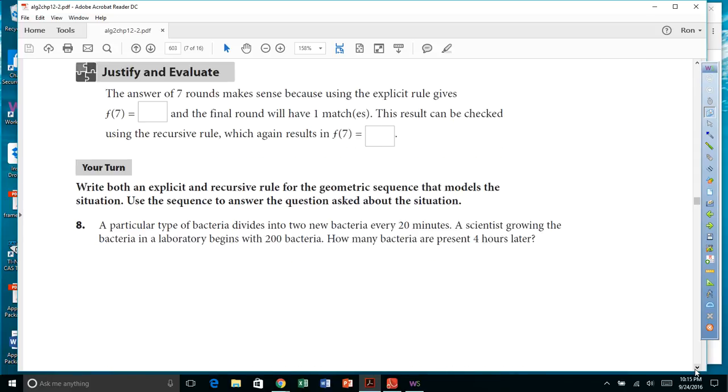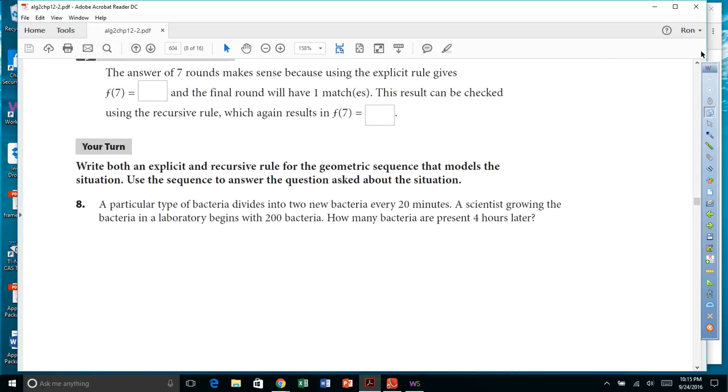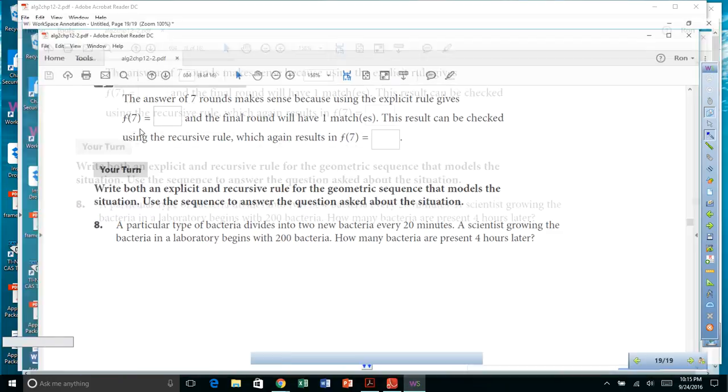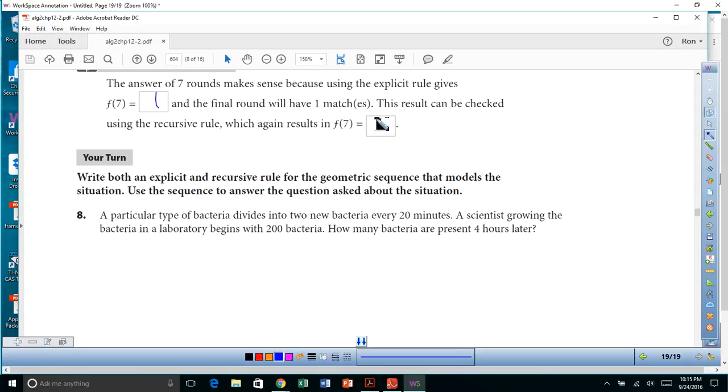Add and evaluate, justify and evaluate. The answer of 7 rounds makes sense because using the explicit rule gives F of 7 equals 1, and the final round will have 1 match. This result can be checked using the recursive rule, which again results in F of 7 equals 1. So we'll put a 1 here and a 1 there.